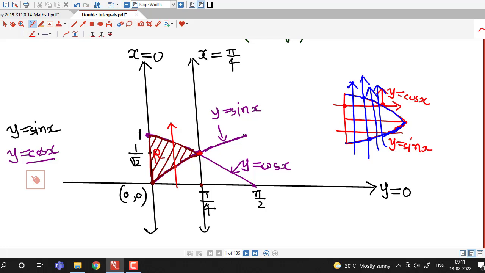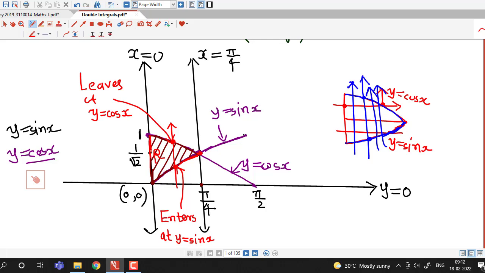Now on the vertical line, x becomes constant and y is changing. At this point, the line is entering the region. Now this point is on this curve, which is y equal to sin x. So we write that this line enters at y equal to sin x. The line is leaving the region at this point, so we write that the line leaves at this point, which is on the curve y equal to cos x. So we write that it leaves at y equal to cos x.